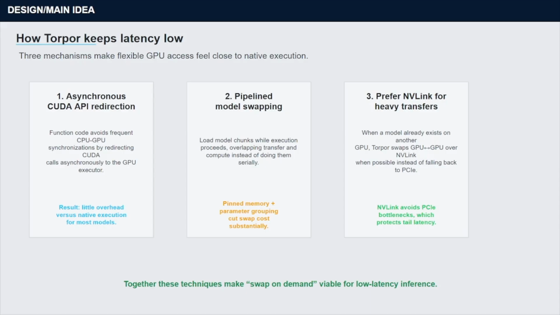Next, it prefers NVLink for heavy transfers. When a model already exists on another GPU, Torpor swaps the model over NVLink when possible instead of falling back to PCIe. And the result is NVLink avoids PCIe bottlenecks, which protects tail latency.